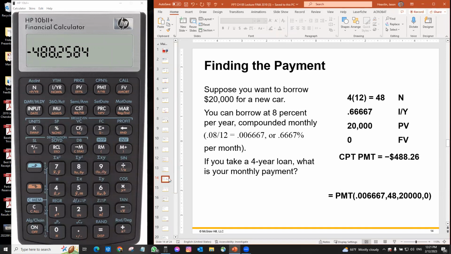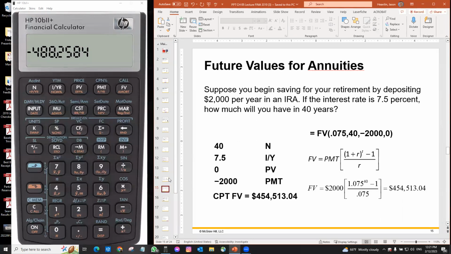Other things that we can do with a calculator is find the future value of annuities. Now, these are the manual formulas you can use, but we're going to go ahead and do it in the calculator. So let's see here. Suppose you begin saving for your retirement by depositing $2,000 per year in an IRA. If the interest rate is 7.5%, how much will you have in 40 years?